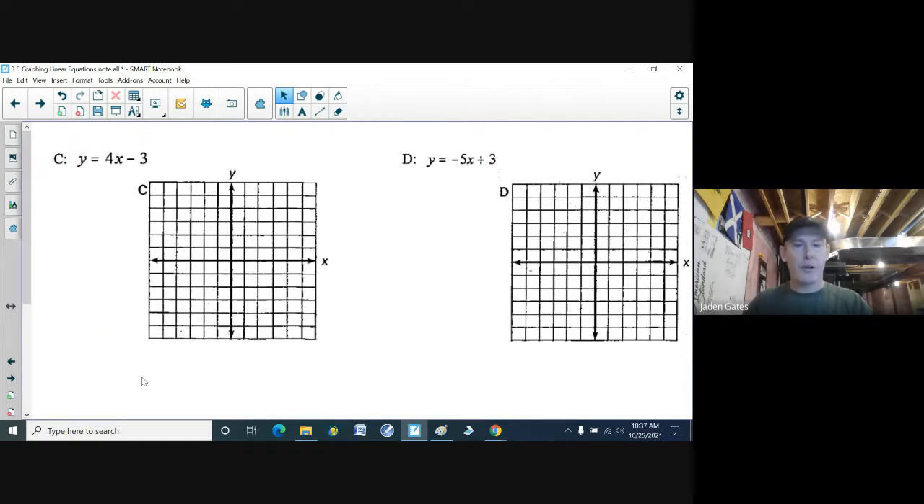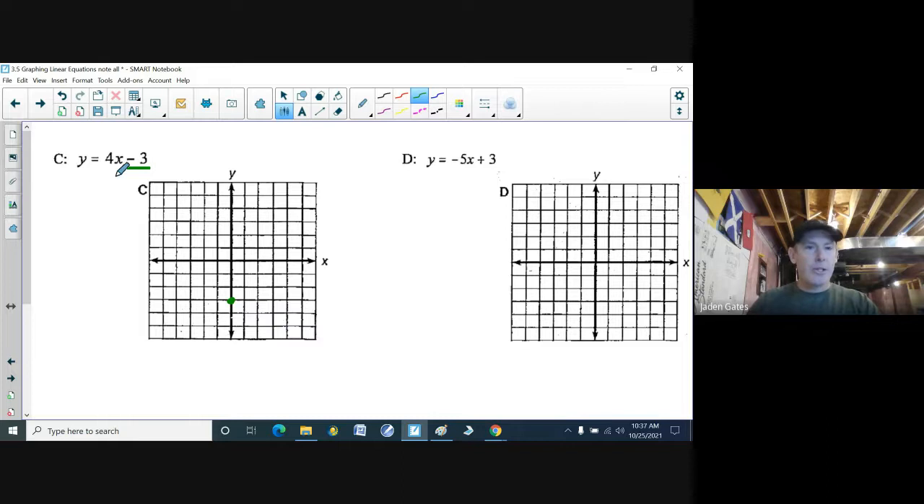Some different scenarios. The next one here is y = 4x - 3. Once again, doing the same steps, I want to plot my y-intercept first. This time, it is a -3, and so I'm going to go down to -3 and I plot my dot.